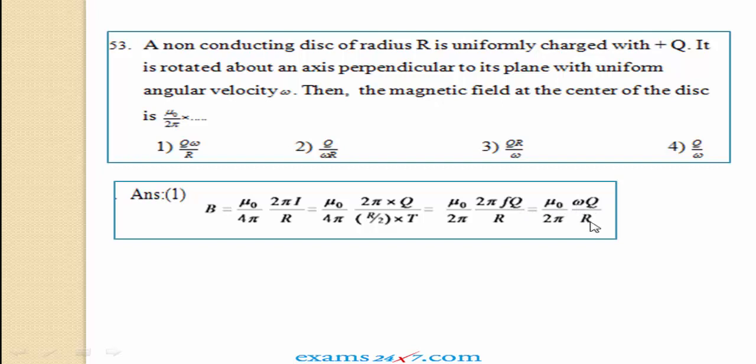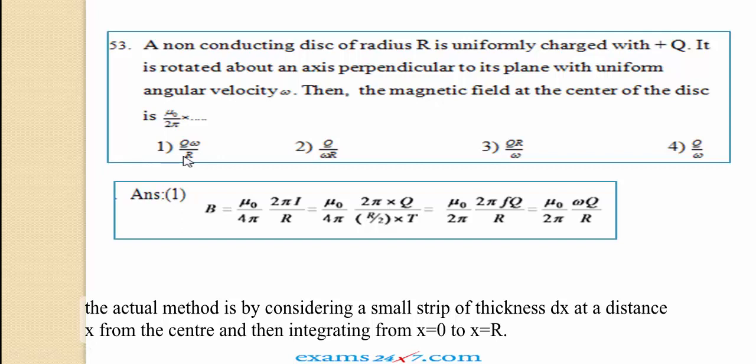Here, Q is assumed to be concentrated at a distance of R by 2. This is only a shortcut method. The actual method is by considering a small strip of thickness dx at a distance x from the center and then integrating from x equal to 0 to x equal to r. The correct option is 1.